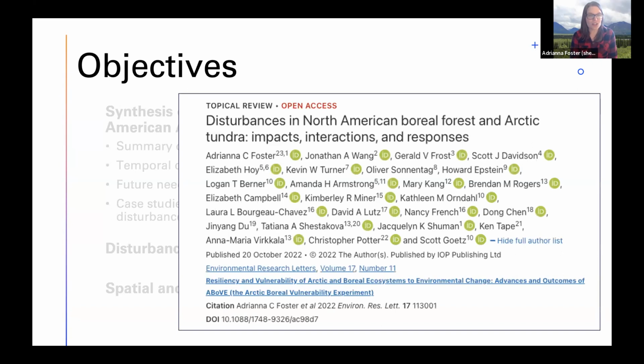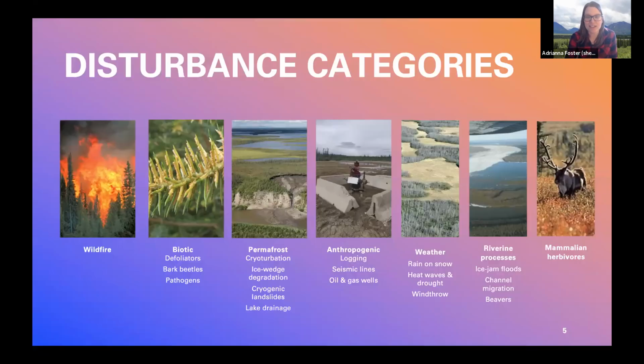This work took quite a lot of time. We just published this last October. It took about 4 years, and we kept reminding ourselves this was all done in our free time. None of us was funded to do this work specifically. But you can go check this paper out. It's kind of a monster, like 40 pages or something like that. But it's really great. It has really great detail about all of these disturbance types.